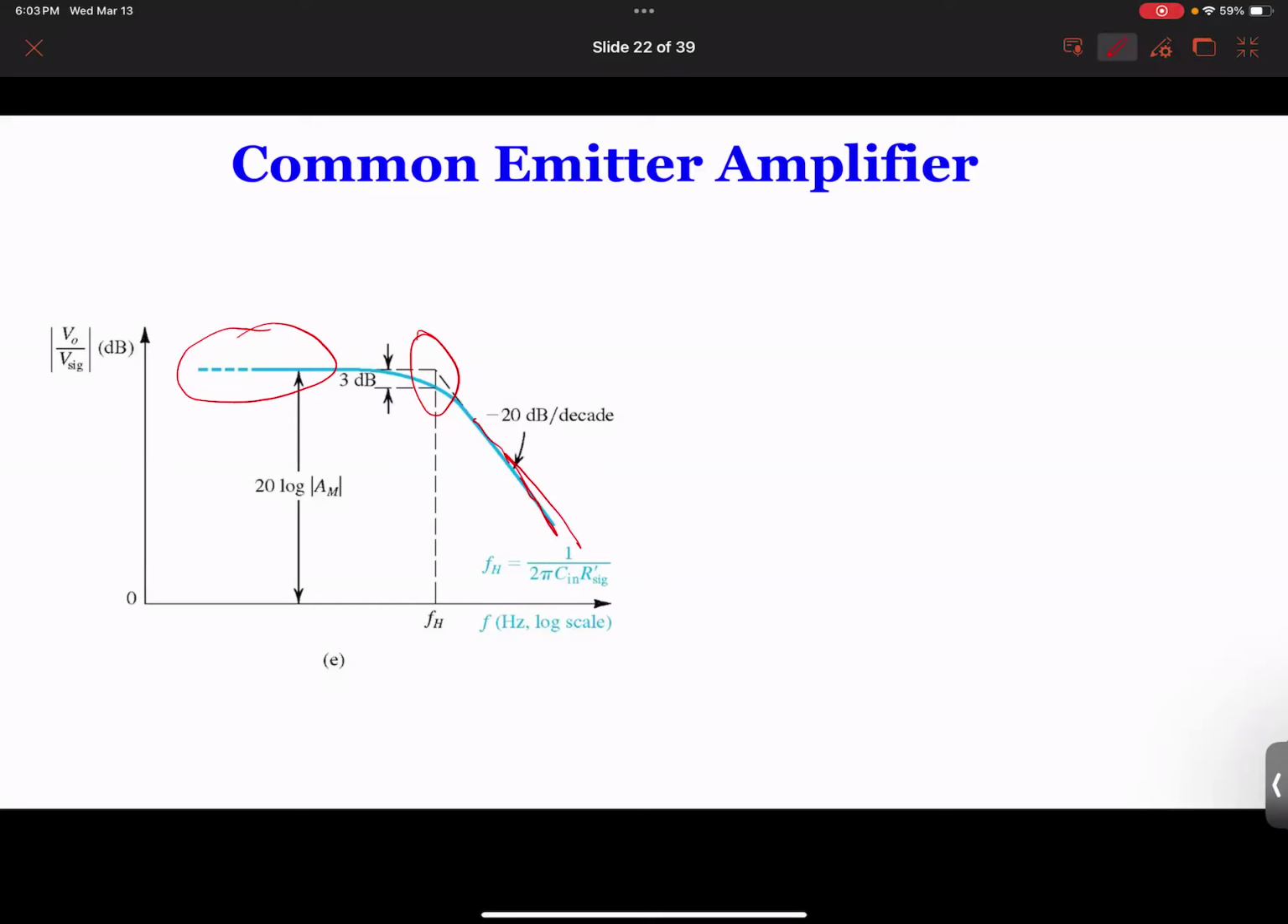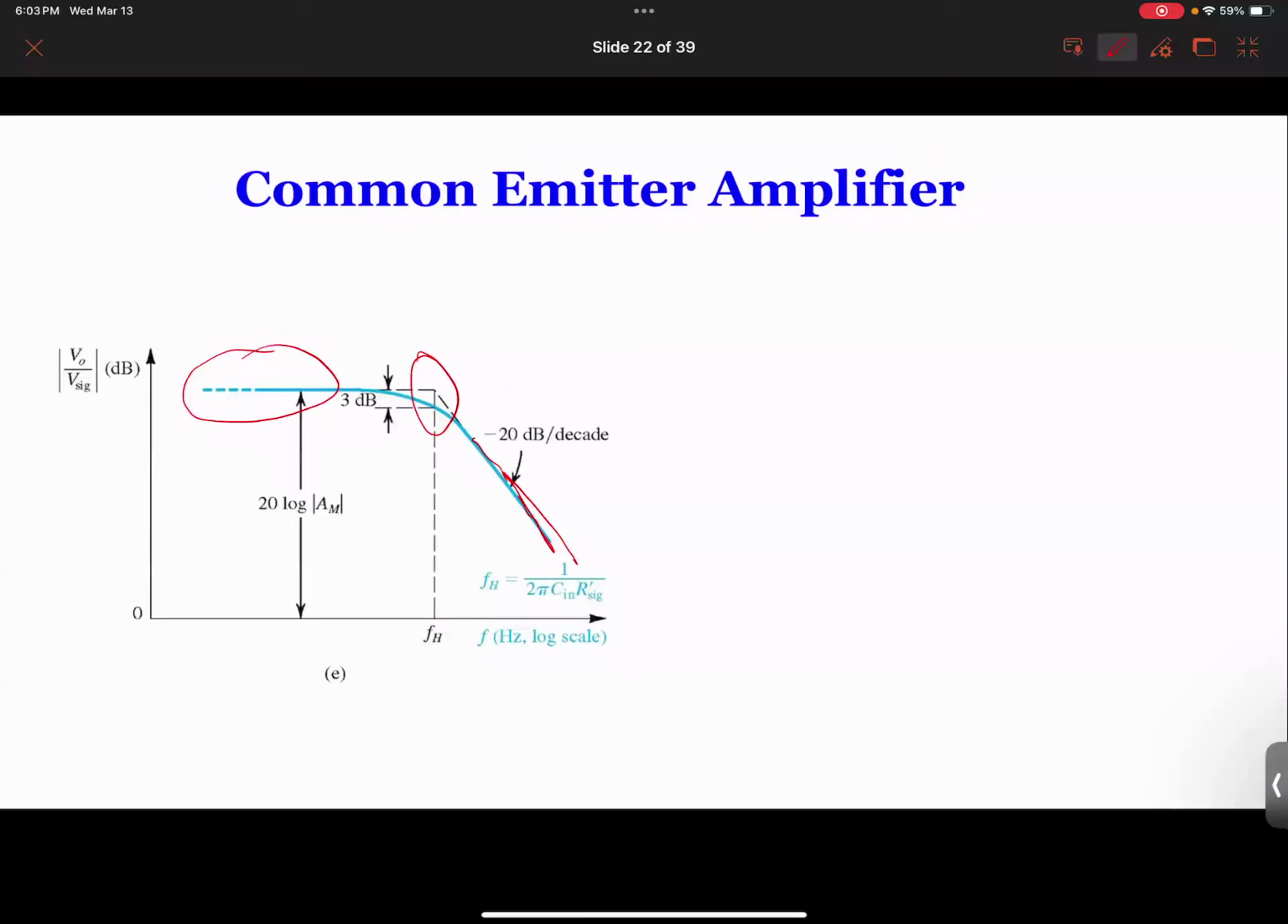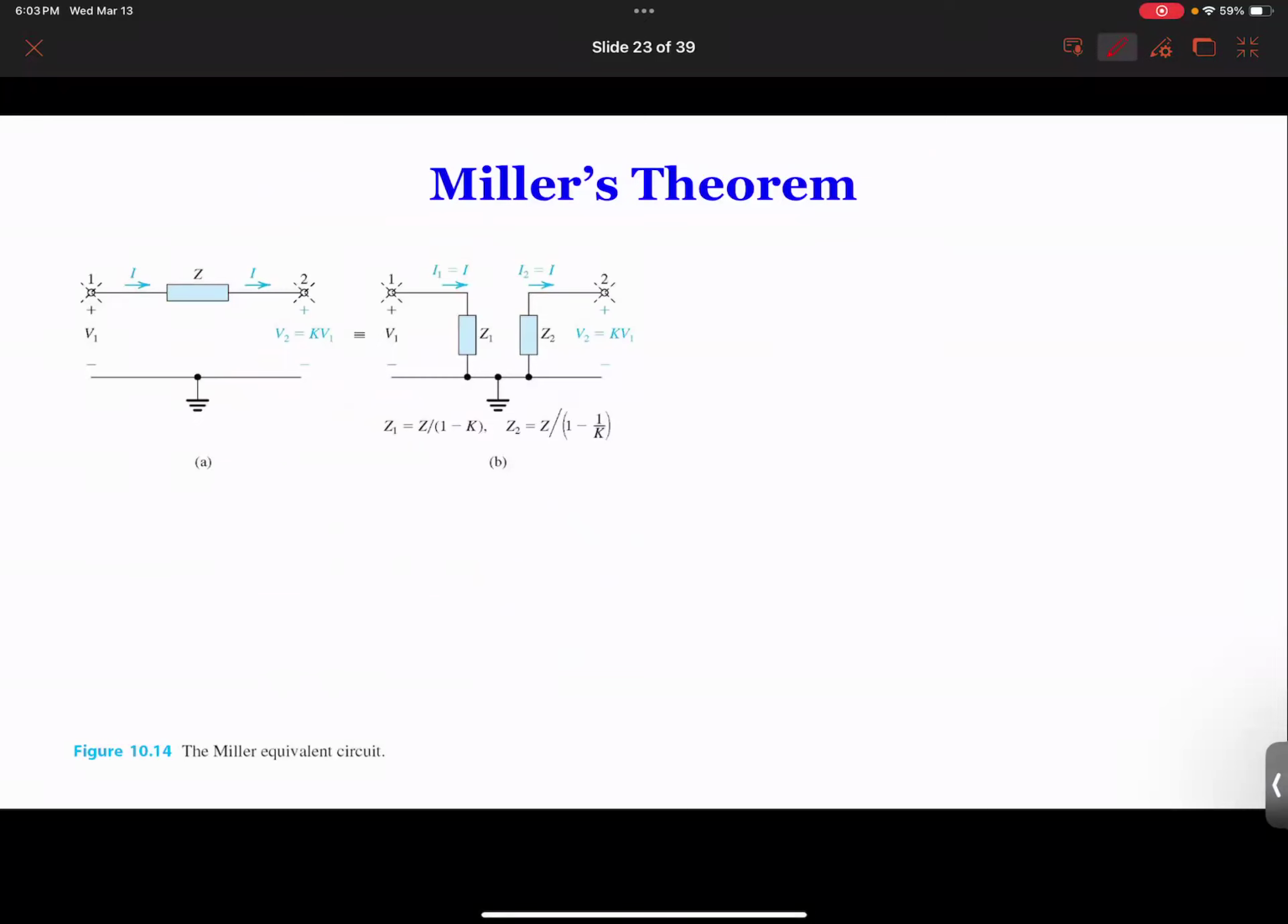So by this time, you can already basically conclude that this MOSFET and BJT have similar performance at high frequency. The middle band, of course, also has similar performance, but the equations are slightly different. What I want you to complete the lecture with is one more little thing. This is very simple. It's called Miller's theorem.